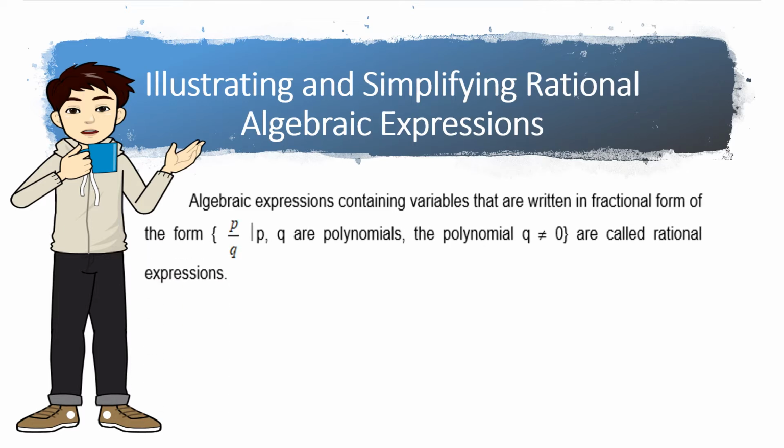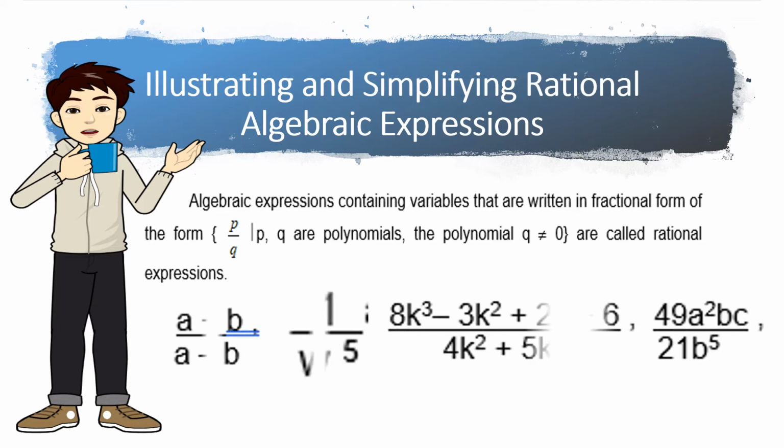An algebraic expression containing variables that are written in fractional form P over Q, where P and Q are polynomials and the polynomial Q is not equal to 0, is called a rational expression. So these are the examples of rational algebraic expressions.